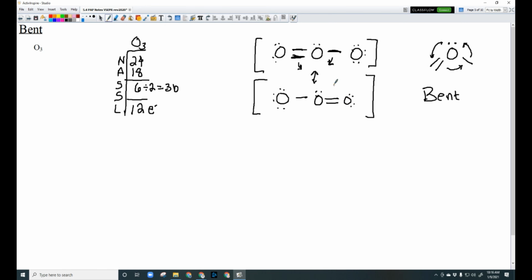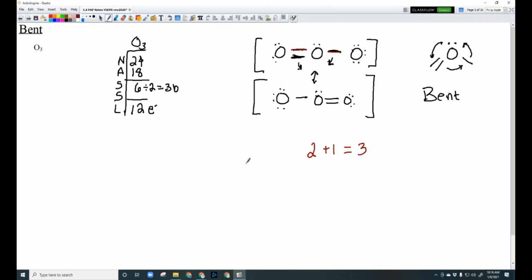Now going to this one. So we need sigma bonds. So this first bond here, let me change colors. If we're going to look at the hybridization of this oxygen, we have a sigma bond here and a sigma bond here. So that's 2 sigma bonds. How many lone pairs? We have 1 lone pair. So that's a steric number of 3. So we need 3 hybridized orbitals.